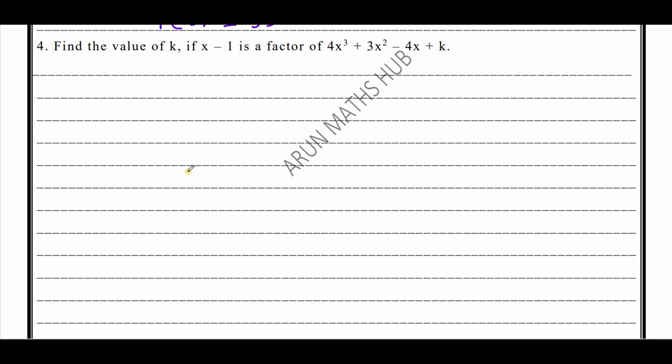Fourth question, important question. Find the value of k if x minus 1 is a factor of 4x cube plus 3x square minus 4x plus k. Now what is the given polynomial? Given polynomial p of x equals what? 4x cube plus 3x square minus 4x plus k.